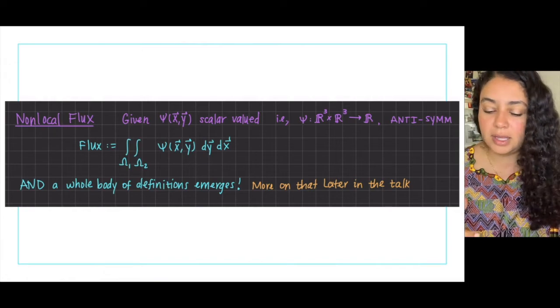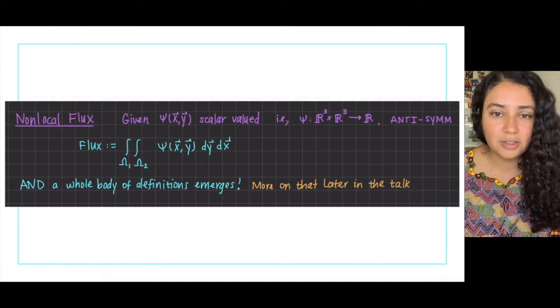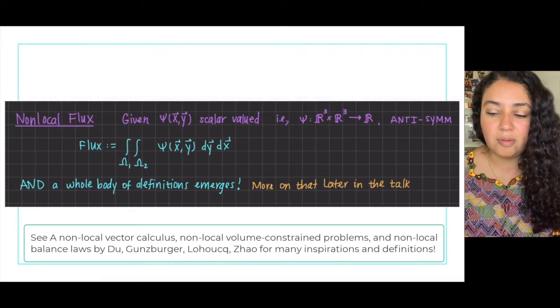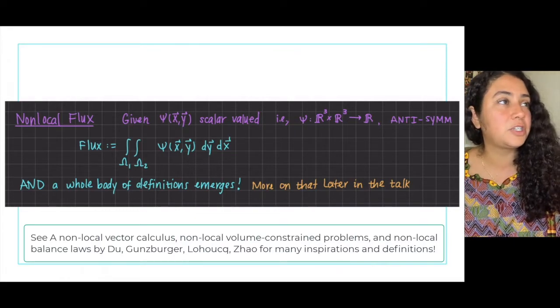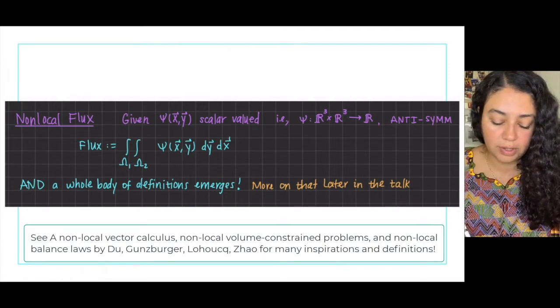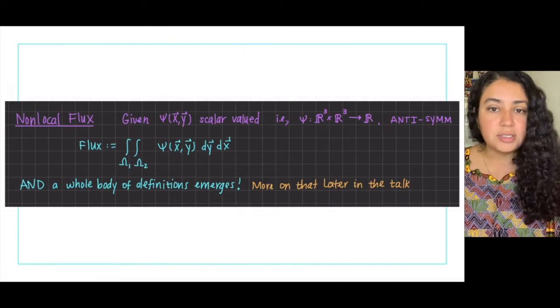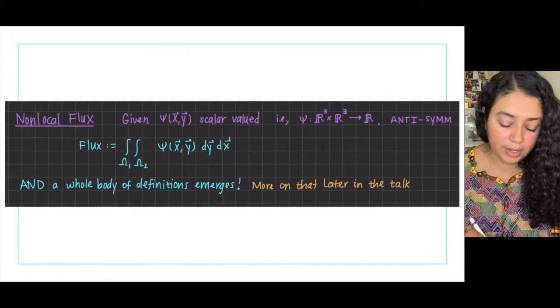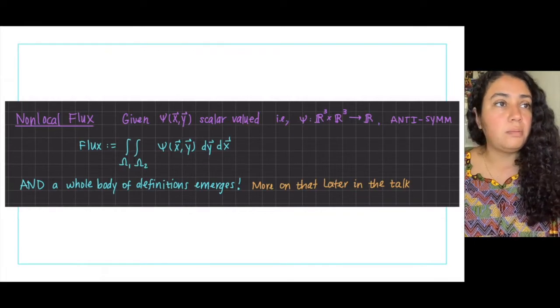Just want to say that Stewart Silling receives a lot of the recognition for coining the term peridynamics, and so this is heading towards that framework and that direction. Given a two vector input, scalar valued function psi, which is anti-symmetric, we can define flux from omega 1 into omega 2 by doing this double integral. And so this leads to a whole body of work.